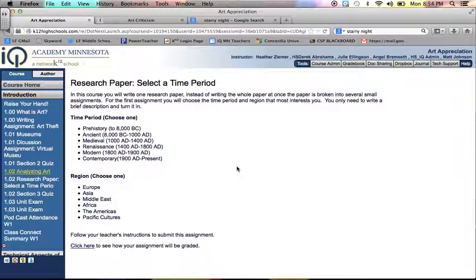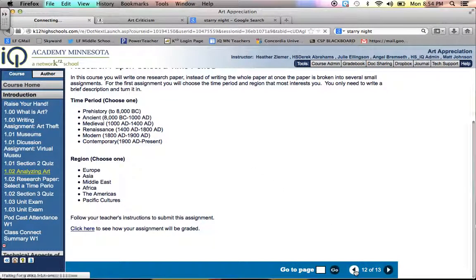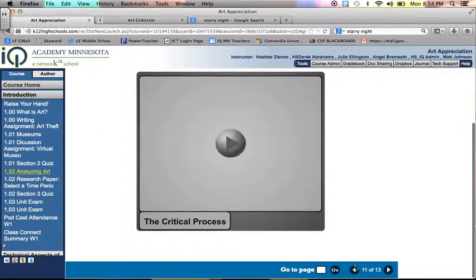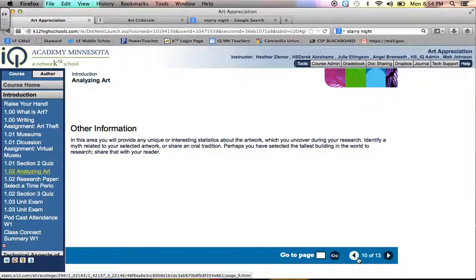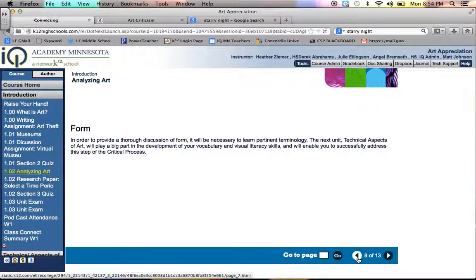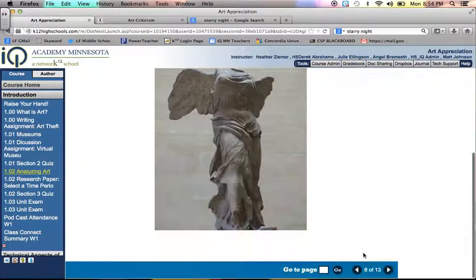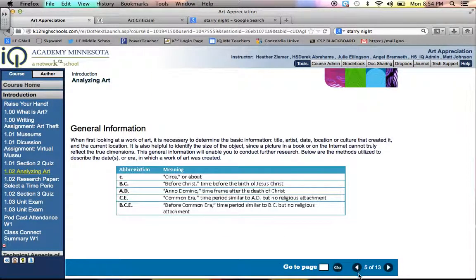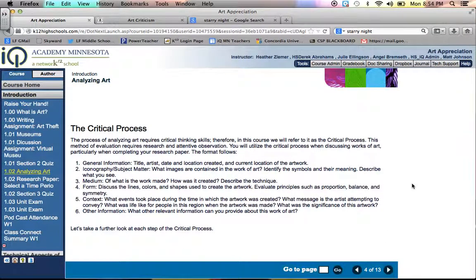And that was on this page. I think I passed it. Oh, I was looking at it before. Oh, one more time. Nope. Okay. Like the critical process.